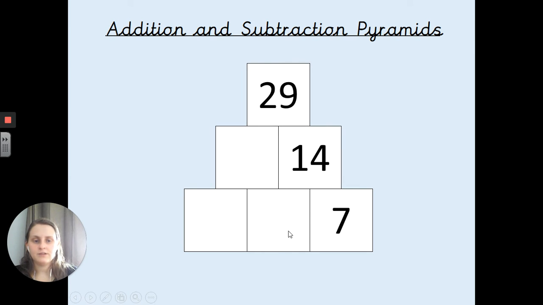First of all, I'm going to start here because it's nice and easy. So 14 take away 7, well, we know it's a double, so think about that. And then 29 take away 14, that's what we need to go there. And once I know this one, I can do this one, take away this one to get me this answer. So work out this one and this one first, and then you can work out that answer there.